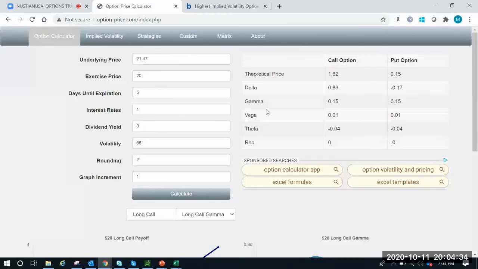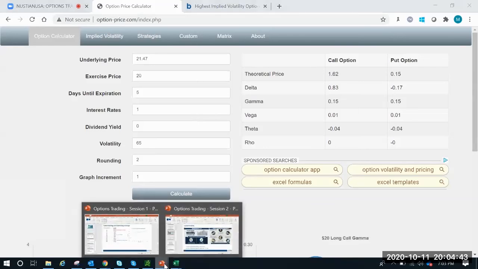So you can always calculate without getting into the Black-Scholes model and other complex models. You just use some calculator and it'll tell you what the delta of the option is, and this is just a calculator you could use to price the options, so you could play with it.